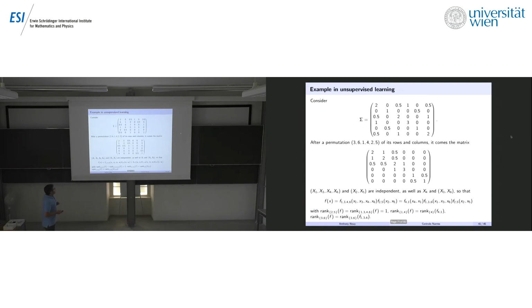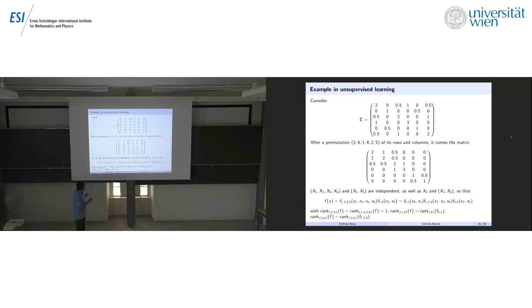We will choose here a particular covariance function which is like this, and after a permutation you can see a block structure in this, which means that in fact the density has this particular structure as a product of functions of groups of variables, okay? So this is a particular graphical model that we have here, and the ranks of the different functions here are rather low.